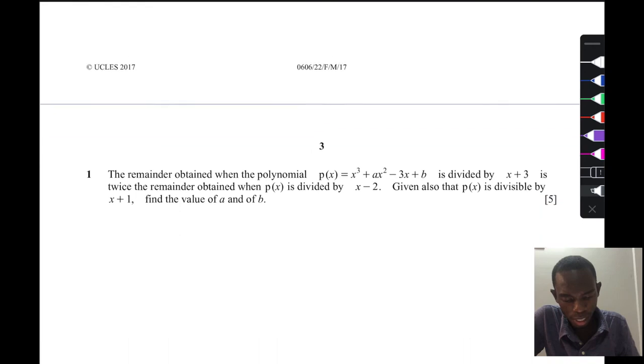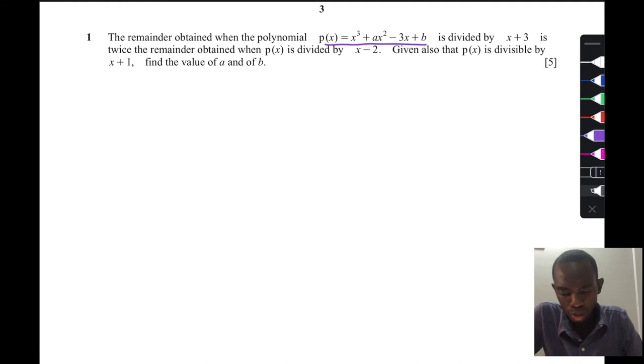All right, let's look at another question here. It says that the remainder obtained when the polynomial p of x is divided by x plus 3 is twice the remainder when p of x is divided by x minus 2. I think this is similar to one of the questions that we've solved. But if you feel confident at this stage, I would like you to pause the video and give it a try. And after that, unpause it and let's compare answers.